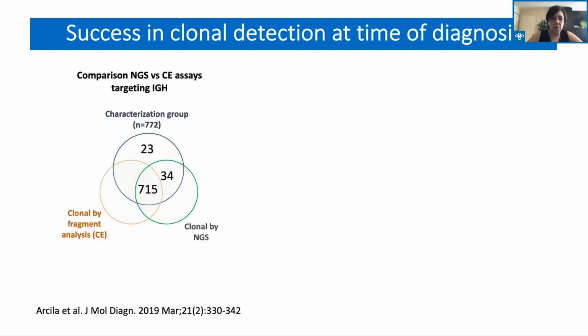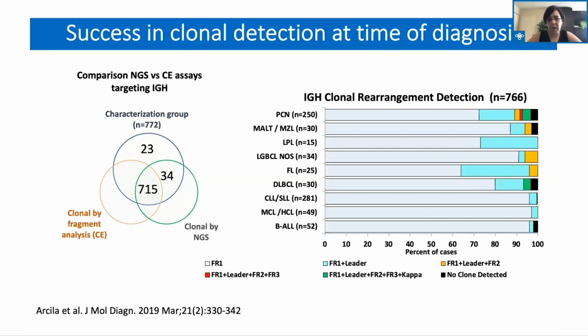There are, of course, some samples where you are not able to detect the clone by either assay, and these are usually cases with very high somatic hypermutation, for example.